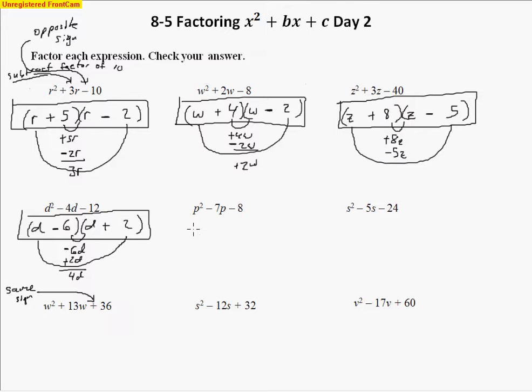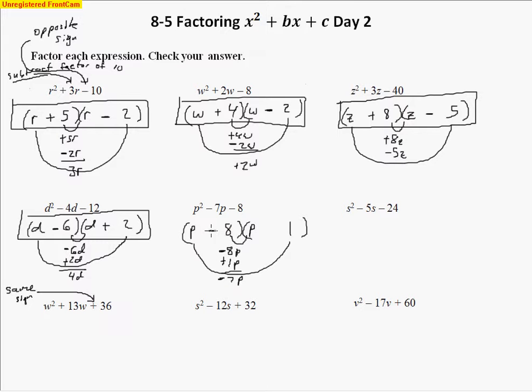Looking at this next one, we have p times p to make the p squared. And in order to make the negative 8, and since they subtract to make 7, I'm going to try 8 and 1. You see 8 times p makes 8p. And 1 times p makes 1p, and those do subtract to make 7p. Now, in order to make a negative, we're going to make more negatives than positives here, so that will make it a negative 7.